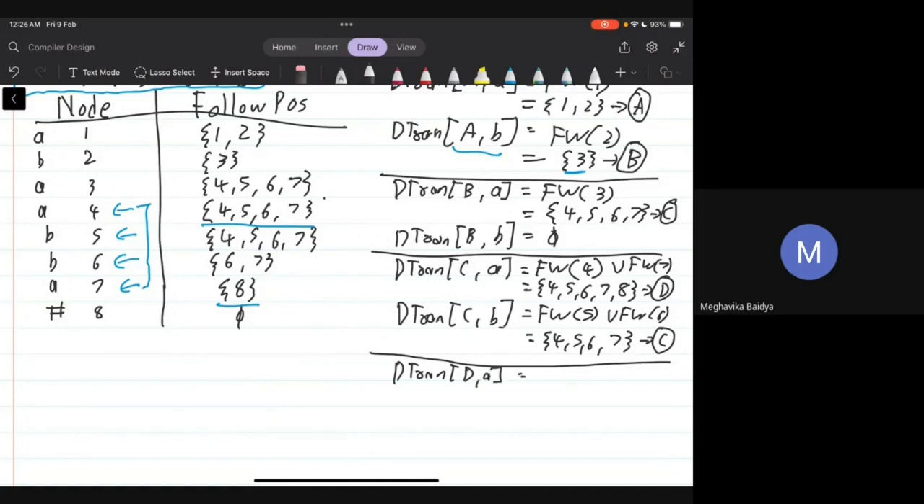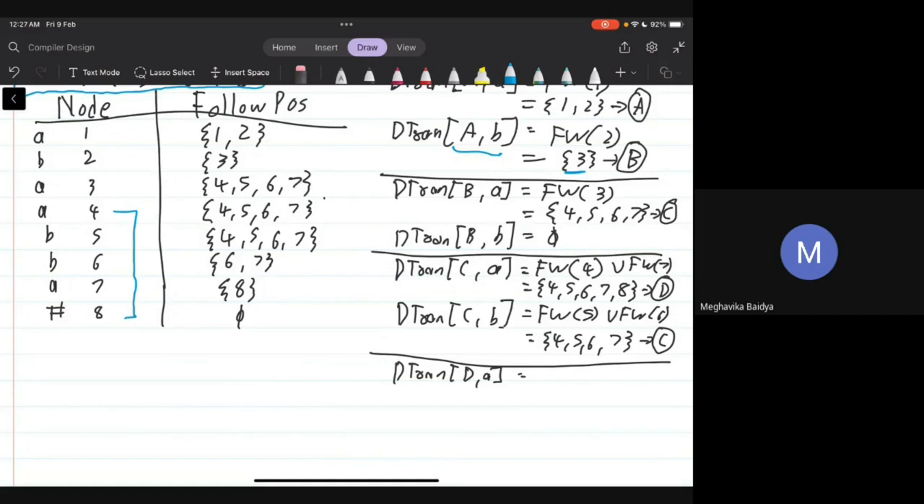How long are we going to do it? Until there are no new states, right? Yes, exactly. So now we'll check for D. What is D? D is 4, 5, 6, 7, 8. So 4, 5, 6, 7, 8. All this. Now check with A.